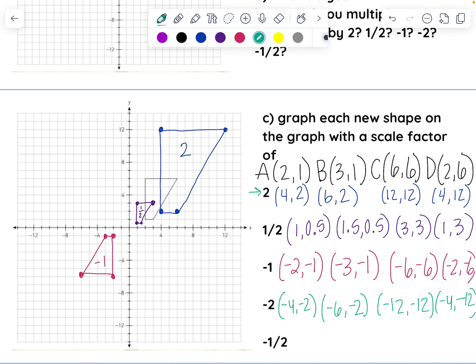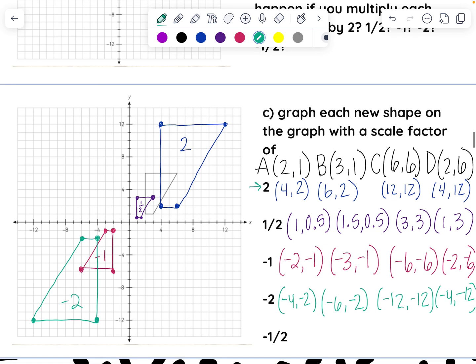Then we're going to plot those points. Left 4, down 2, left 6, down 2, left 12, down 12, and left 4, down 12. And then we can connect our points. And that was a scale factor of -2. So this time the shape did get bigger, but it's in a different quadrant on the graph and just turned around. So the shape got larger and it looks like it was flipped and turned.